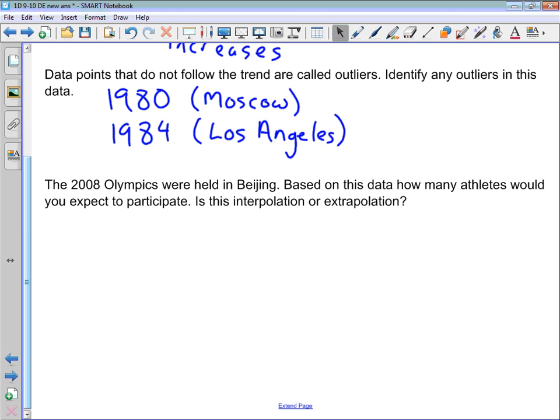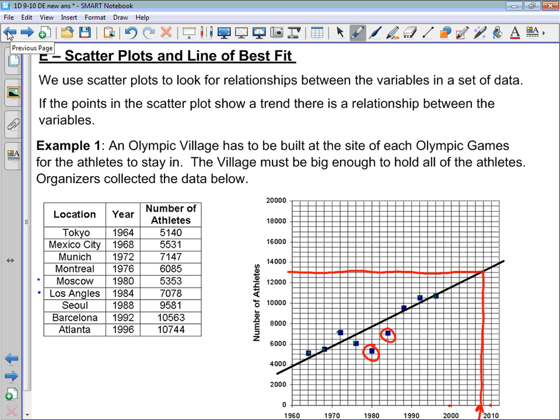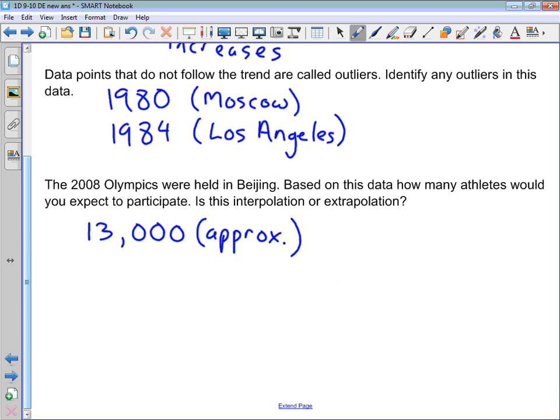So how many would we expect? Approximately 13,000. We don't know exactly how many; this is just a rough estimate. Now, is this interpolation or extrapolation? Remember, the difference was whether we were inside all of the data points or beyond all of the data points. Those red lines that we've drawn are well outside the data points that we had collected, those blue little boxes. So I think we can say that this is extrapolation. And I should spell extrapolation correctly. Extrapolation. And that is it for box E.